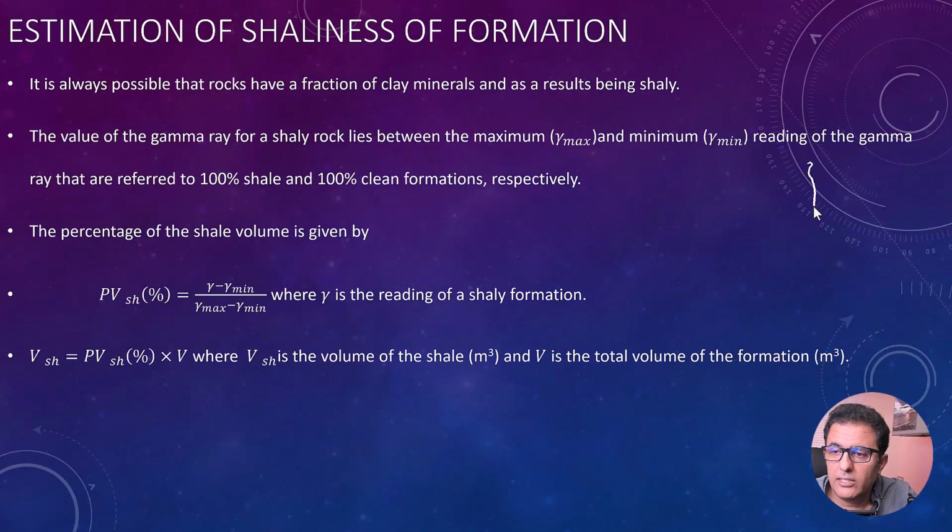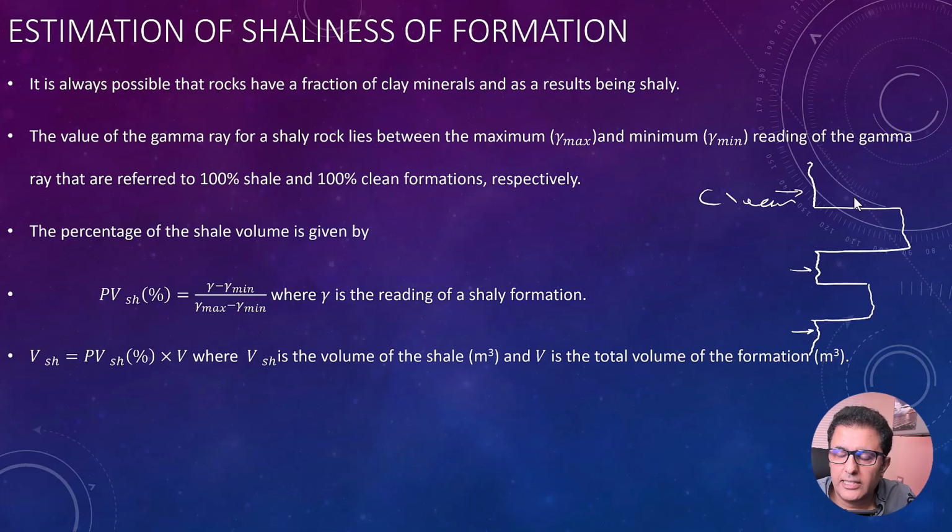So assume that this is our gamma ray log. As you see, these are the clean formations that we see in this logging tool. And their gamma ray is very low. We can say it's gamma ray minimum, the lowest gamma ray that we see here. And then this is the shale formation with the highest gamma ray reading, which we may call gamma ray max.